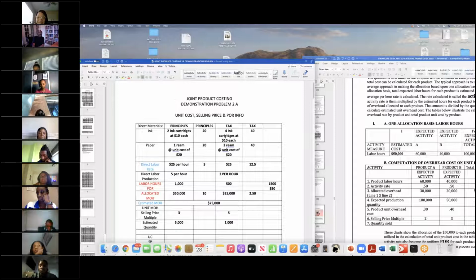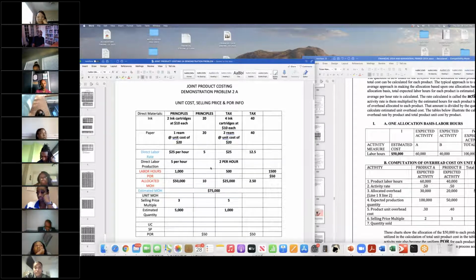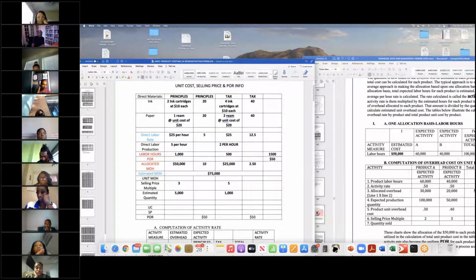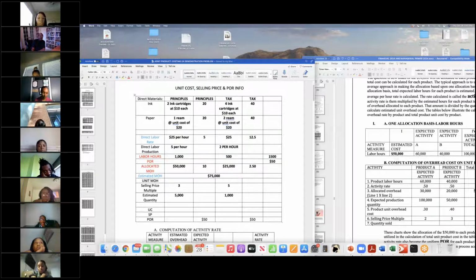Okay, so we have this basic problem of the principles and the tax. So it's two books. So you've got ink and paper, labor rate, labor production, the labor hours, the POR. And so these are all the assumptions here. And the key thing is, I gave you the labor hours before, now you've got to calculate the total labor hours. Based on the information, you'll be able to do that. So that's why we were doing the POR before.